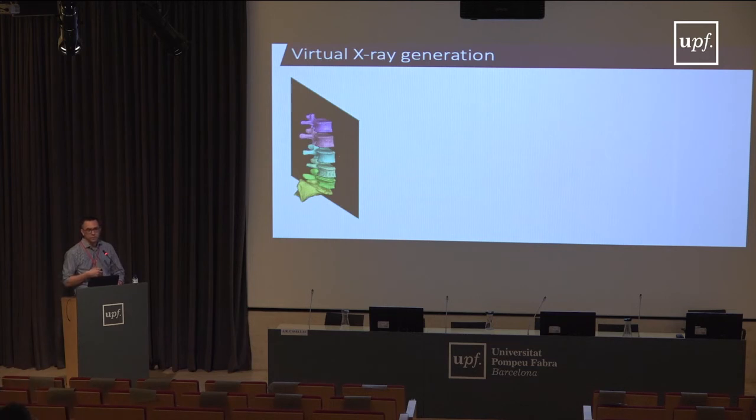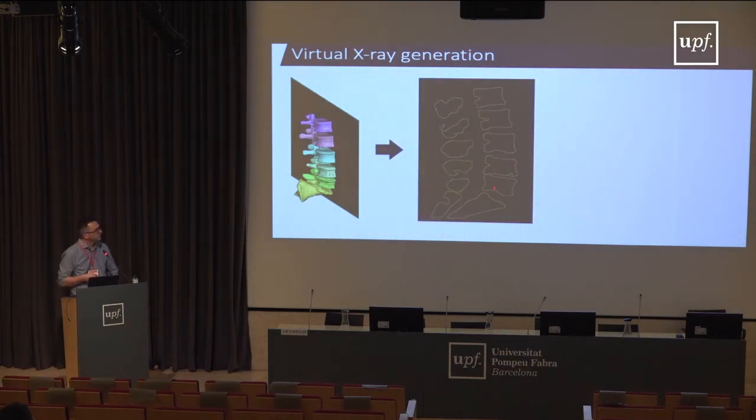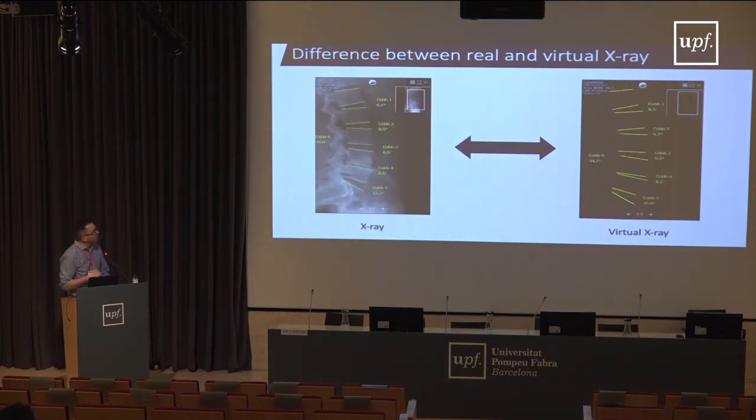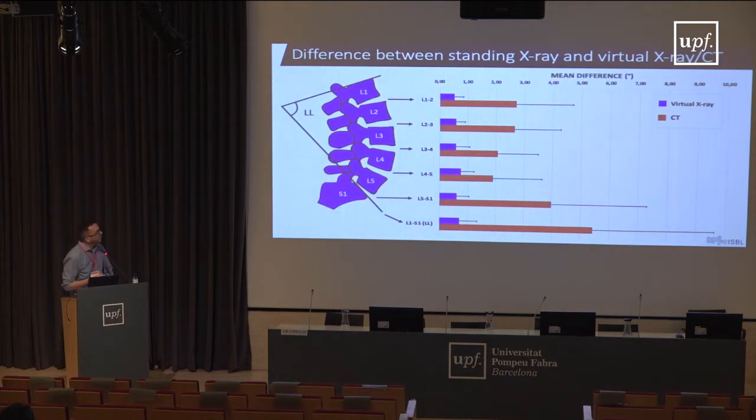And once we had the 3D model adapted to the standing position, we made a virtual X-ray from this new model. Here you can see the virtual X-ray, and the lumbar angles were measured, and we compared these measured values to the actual values from the X-ray. So the real X-ray of the patient was compared to the virtual X-ray coming from the standing-positioned CT. And here you can see the differences.